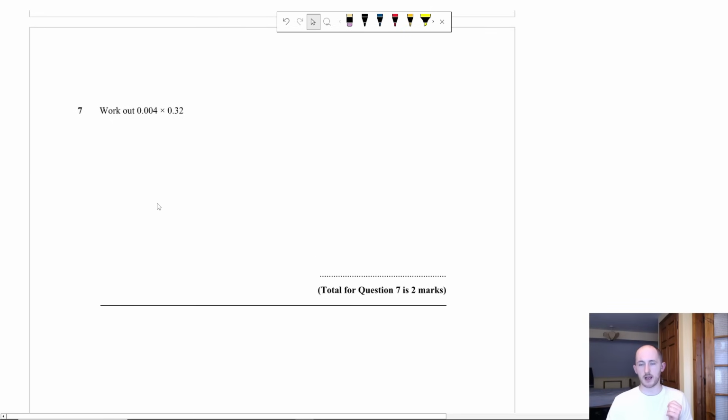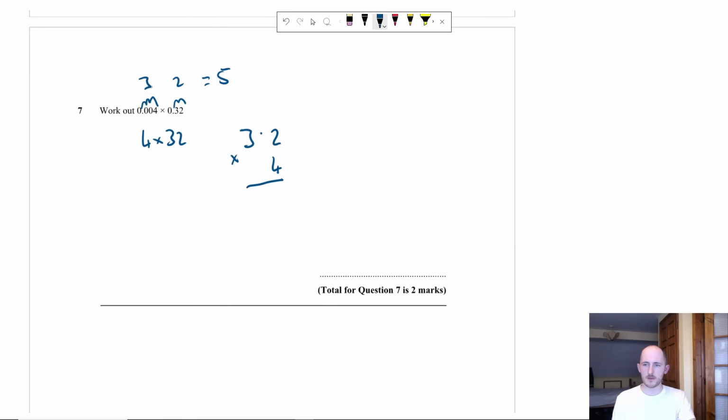Work out 0.0004 times 0.32. So, whenever you multiply decimals, here's what we do: we remove the decimal point. So I have to move it to the right 1, 2, 3 times here and 1, 2 times here. So in total, I've moved it to the right 5 times. Okay? And that gives me 4 times 32. Once we work that out, we need to move it back to the left 5 times.